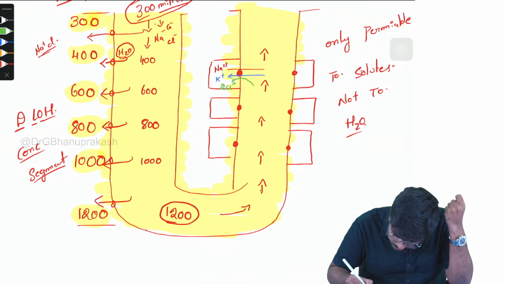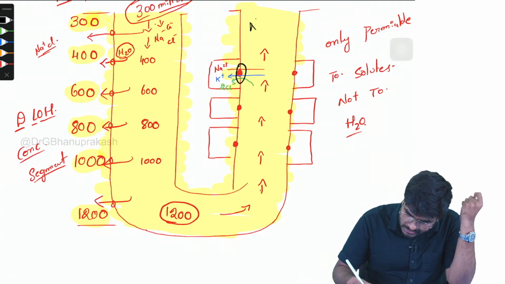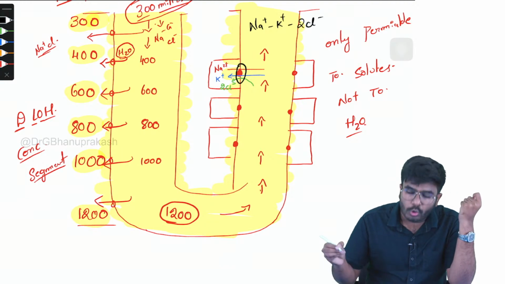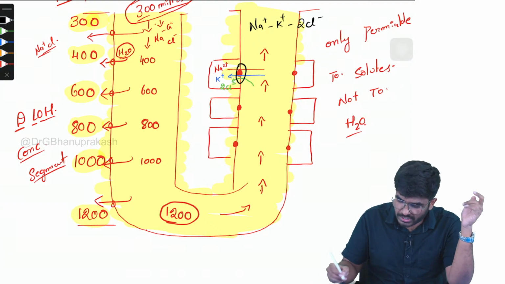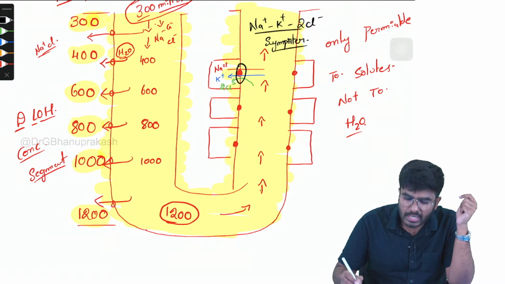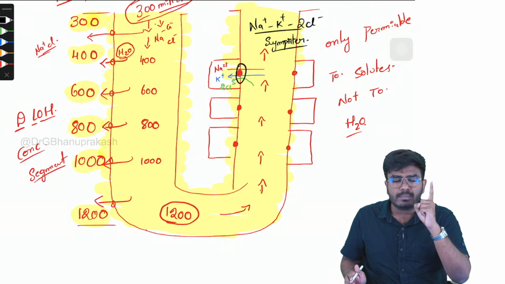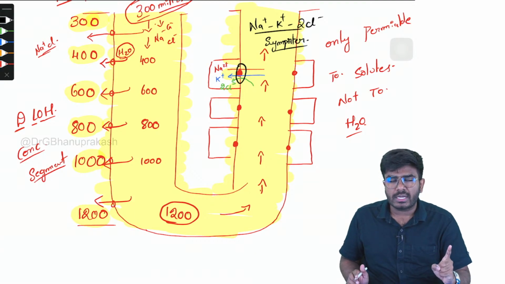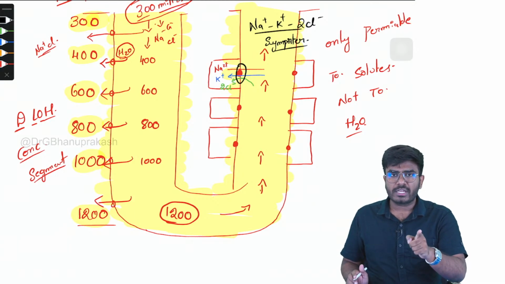So, what is the name of this transporter? You just name it. The name of this transporter is sodium, potassium, 2 chloride symporter or antiporter? All the ions are moving in the same direction, so symporter. Now, just have a recap. The ascending limb of loop of Henle is only permeable to reabsorption of solutes. Only solutes are getting reabsorbed, with the help of which transporter? Sodium, potassium, 2 chloride symporter.